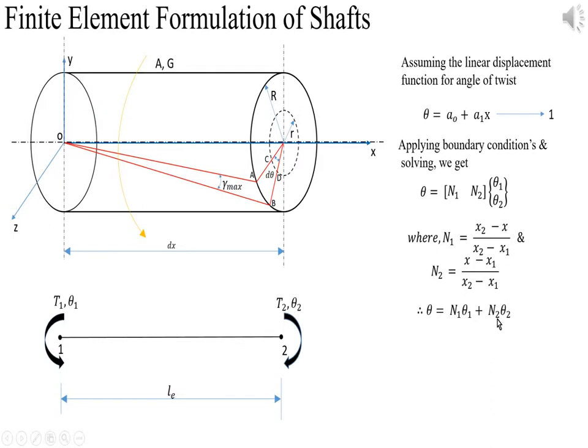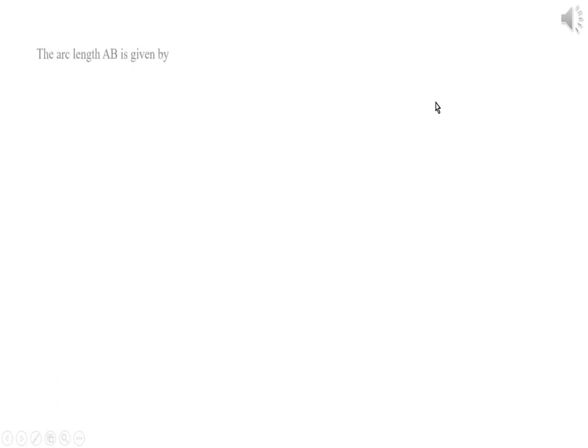Next, theta equal to N1 theta1 plus N2 theta2. Let us substitute the values of N1 and N2 in the equation. We'll get theta equal to (x2 minus x) divided by (x2 minus x1) into theta1 plus (x minus x1) divided by (x2 minus x1) into theta2. Let me call this equation 2. Next, we'll obtain the expression for shear strain. To obtain it, we'll see the relationship between shear strain and angle of twist theta by considering the torsional deformation of the bar. Let us assume all the radial lines such as OA, OB remain straight after twisting or torsional deformation.